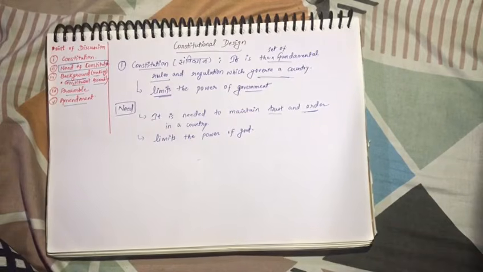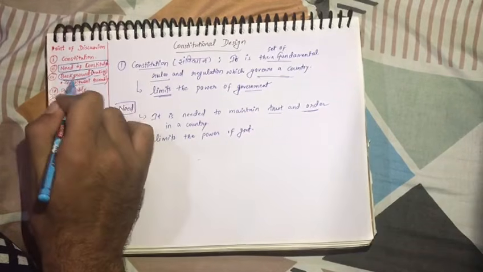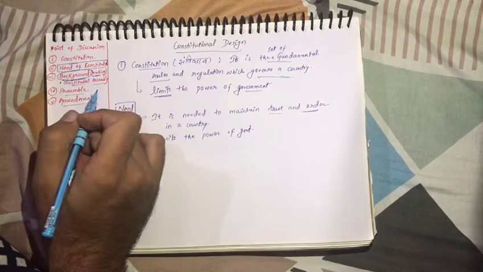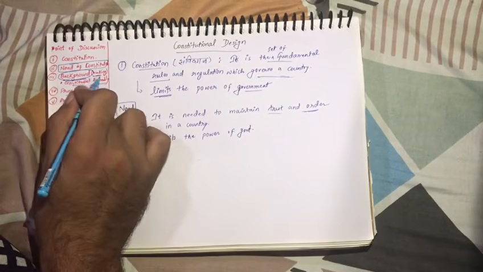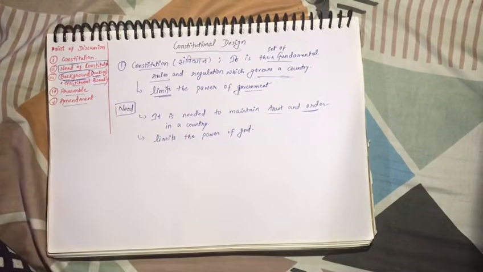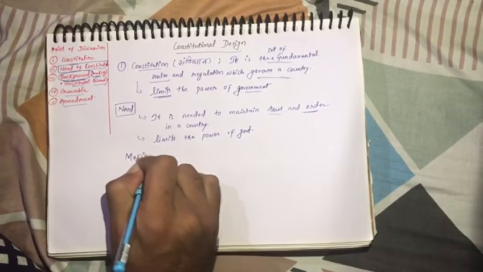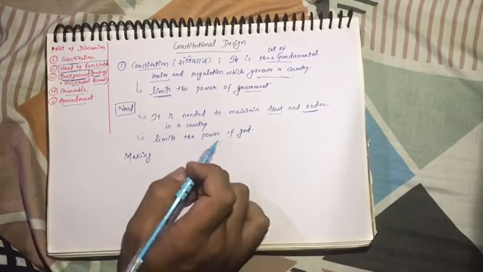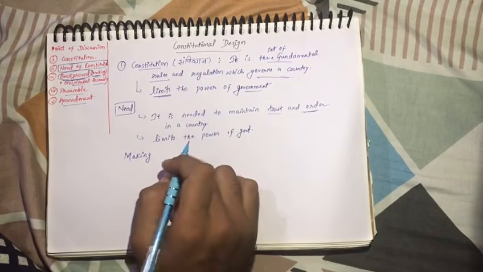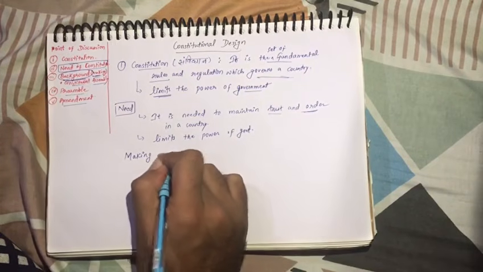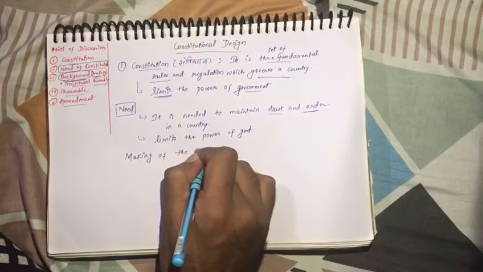Third, we are going to read about the background of the constitution. Background means how it is made, the making of the Indian constitution. In this lecture, we are talking about the making of the Indian constitution. So we will start with how our country's Indian constitution is made. So, the making of the constitution. All right.